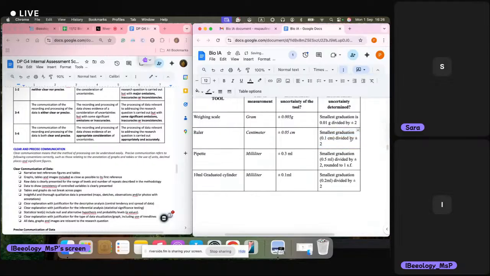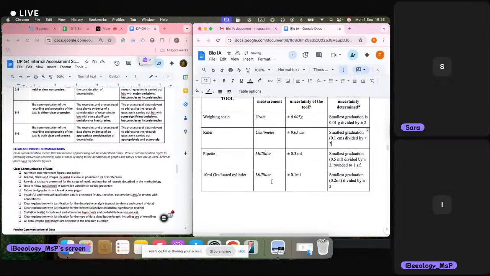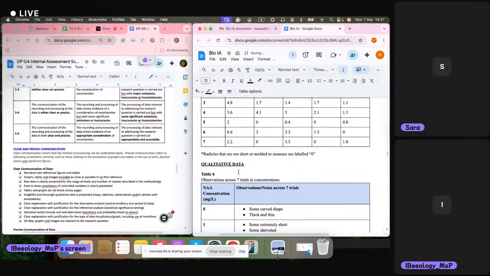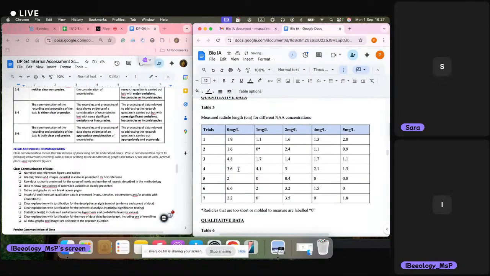Okay. Pipette, 0.03 ml. 10 ml graduated cylinder. All right, moving along. Quantitative data. You don't have qualitative data. If you did not, that's fine. Oh, it's here. Okay, qualitative first before quantitative.